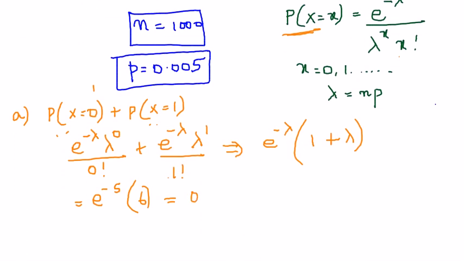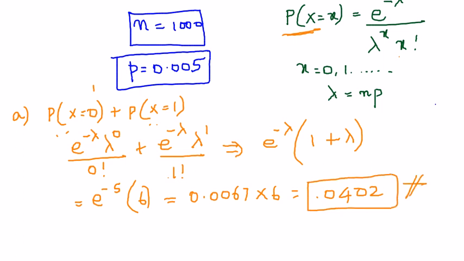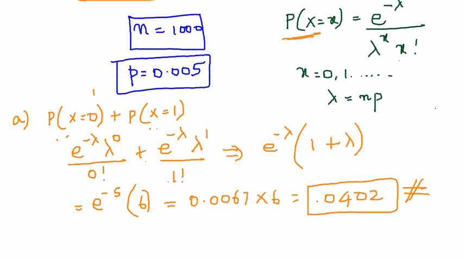So this will become e power minus 5 into 6. And you know that e power minus 5 is given in the sum as 0.0067, right? So it is going to be 0.0067 into 6, and when you multiply you get 0.0402. So this is the probability that at most one person suffers. Good, we've done the first part.